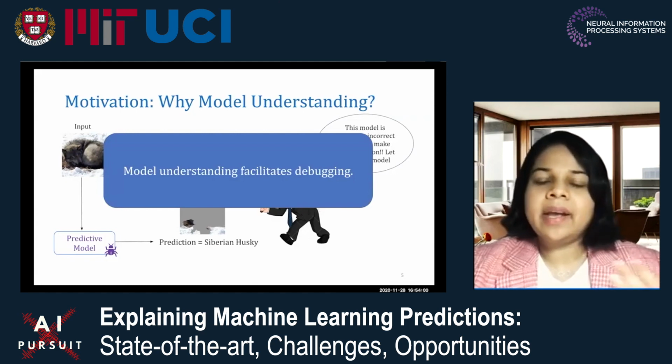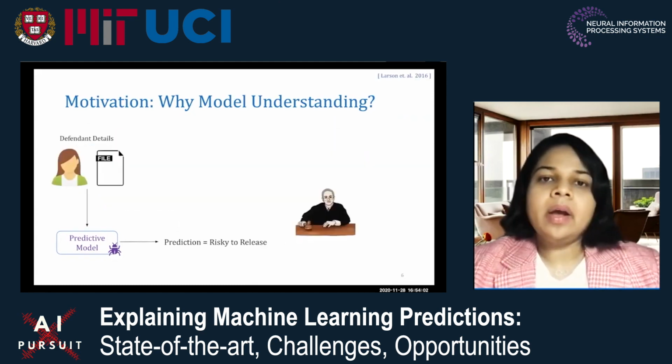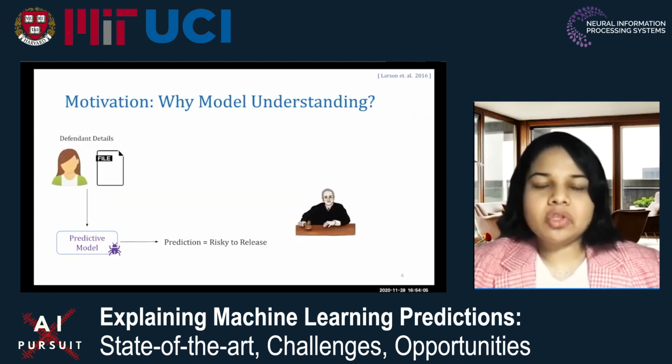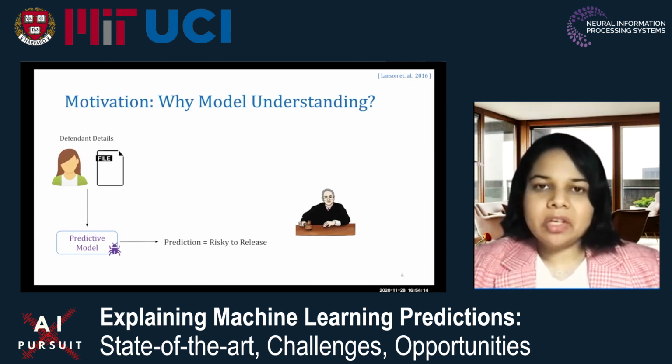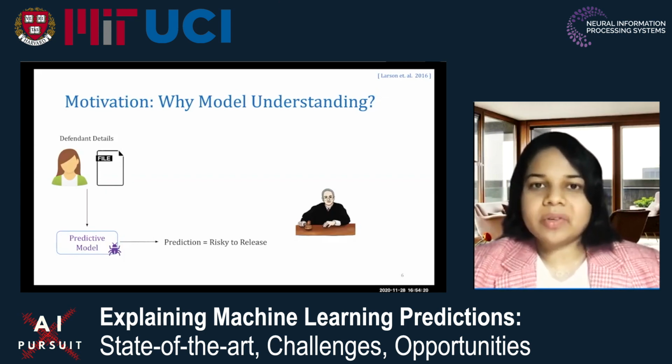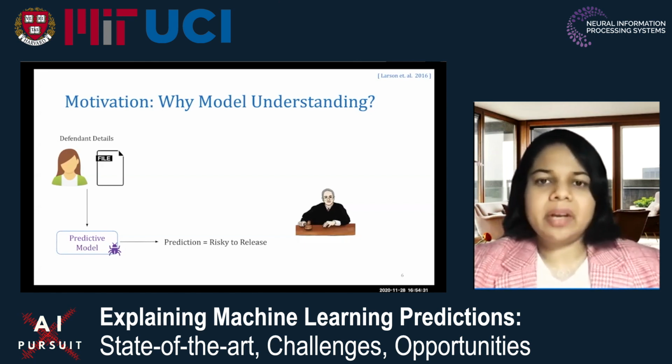Now let's consider another example scenario where we have a bunch of information about a particular defendant, including her previous crime records, socioeconomic information, and so on. When this information is passed through a predictive model, the model might output a prediction which says this defendant is too risky to release. Now, if there is a judge who is trying to see if and how to leverage this prediction, the judge might not really get too much information from this singular prediction.